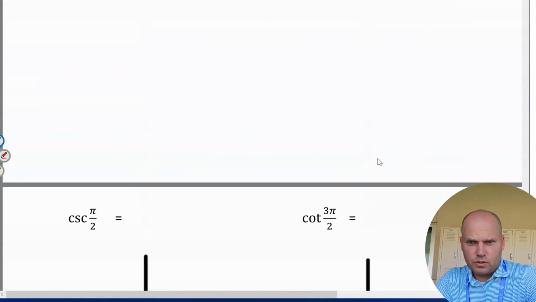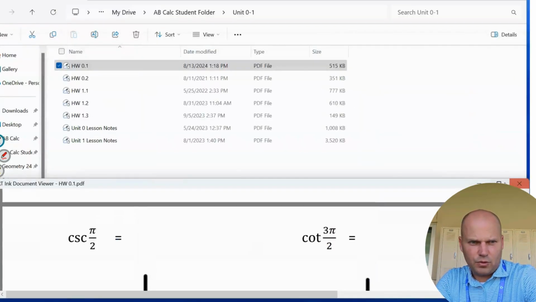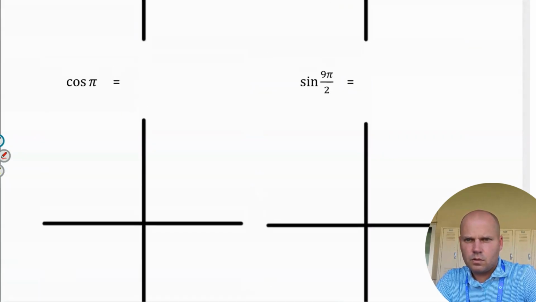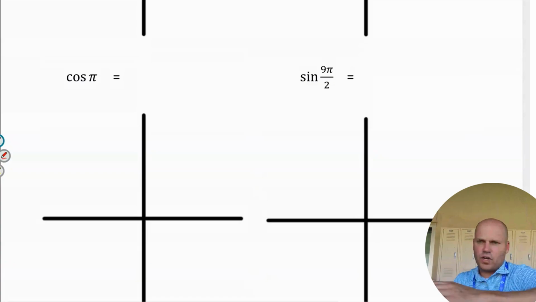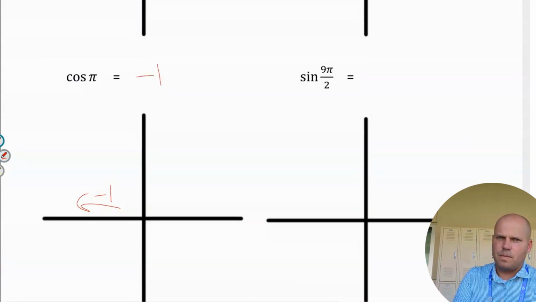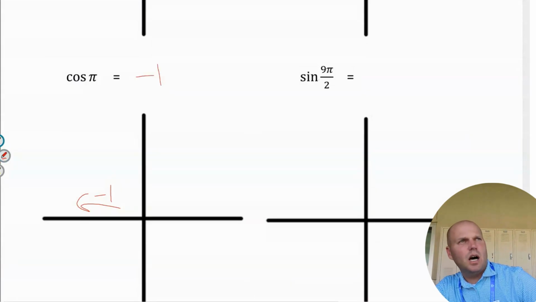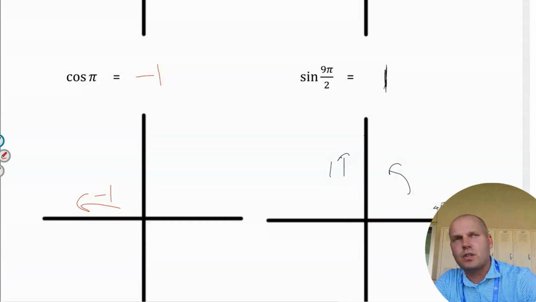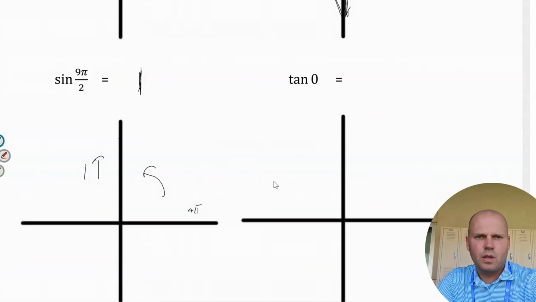Okay. Let's finish strong here. I will do this quickly. Pi, over here, I go to the left 1. I don't go up or down at all. The cosine of pi is -1. 9 pi over 2. 8 pi over 2 is 4 pi. So 4 pi plus a pi over 2 is 9 pi over 2. That's right there. I go up 1. Sine is the verticals, not the horizontal, so I get 1.